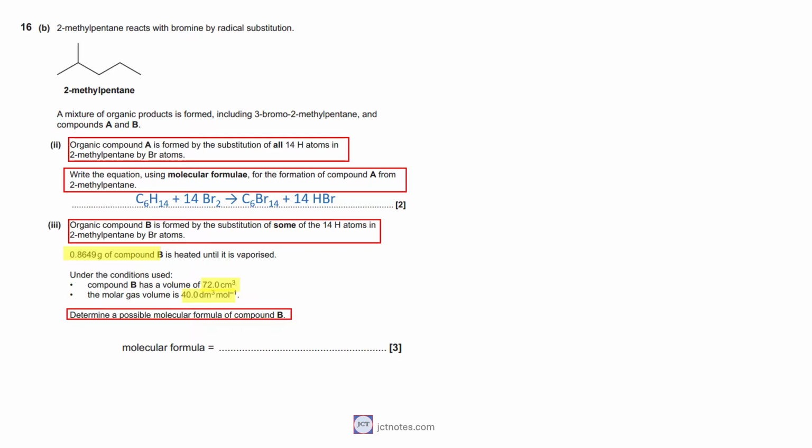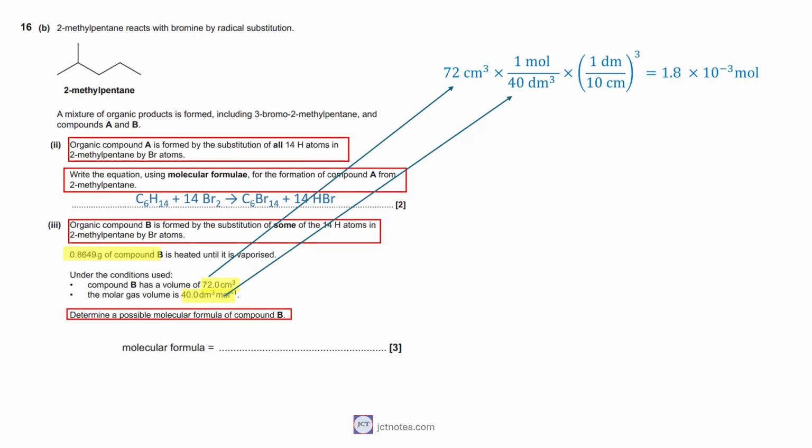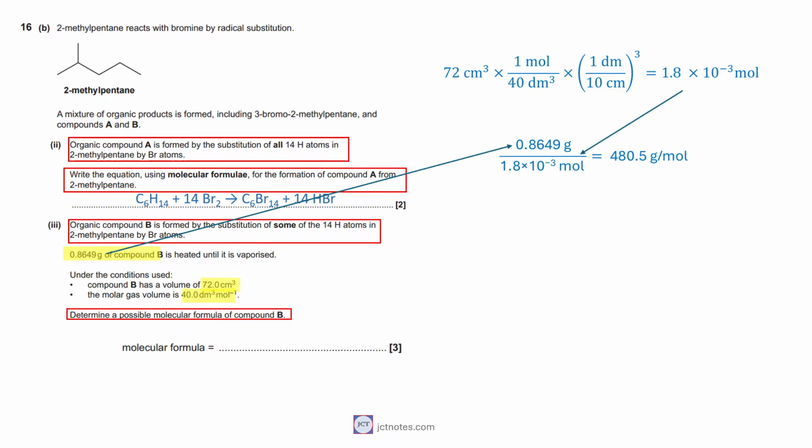With the volume and the molar gas volume, we can find that the number of moles of compound B is 1.8 by 10 to the power of -3 moles. Dividing the mass of compound by the number of moles, we get a molar mass of 480.5 grams per mole.